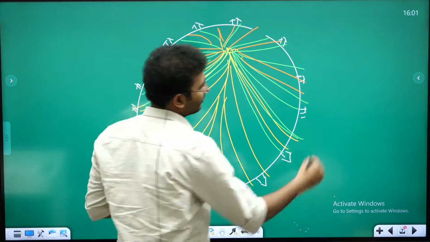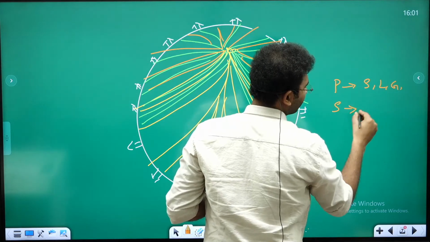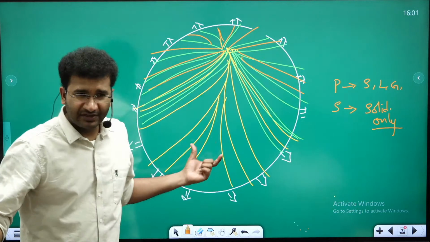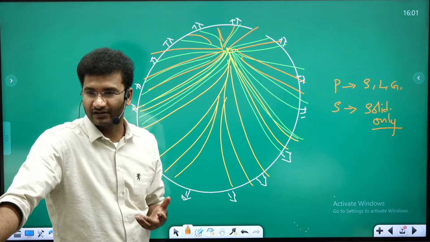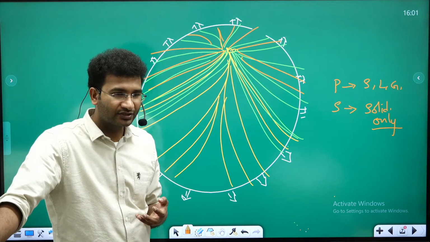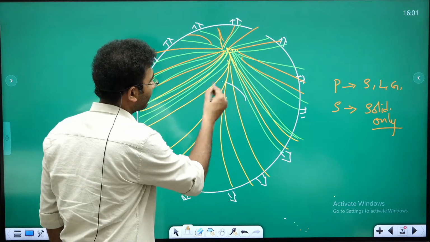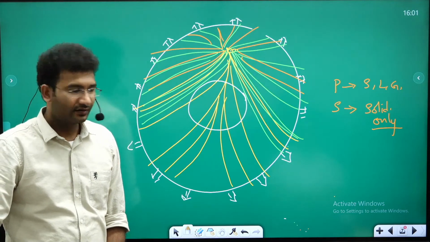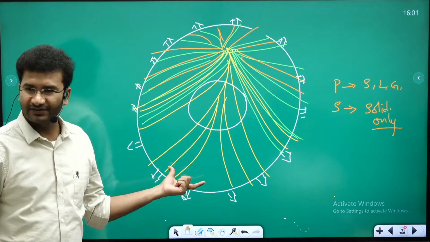You know that P waves travel through solid, liquid and gas. S waves travel through solid only. If the S wave is absent here, it is an indication that it might have hit a liquid layer somewhere. That means there might be a liquid layer within the interior of the earth. And then we came to a conclusion, okay, within the interior of the earth, there might be a layer which might be having liquid. Right? Clear?